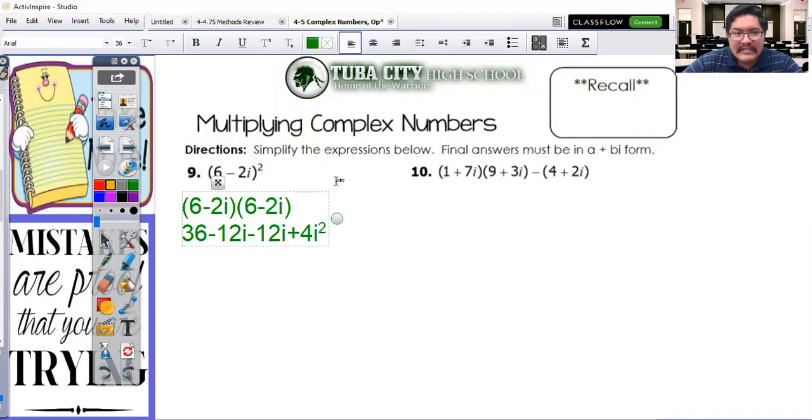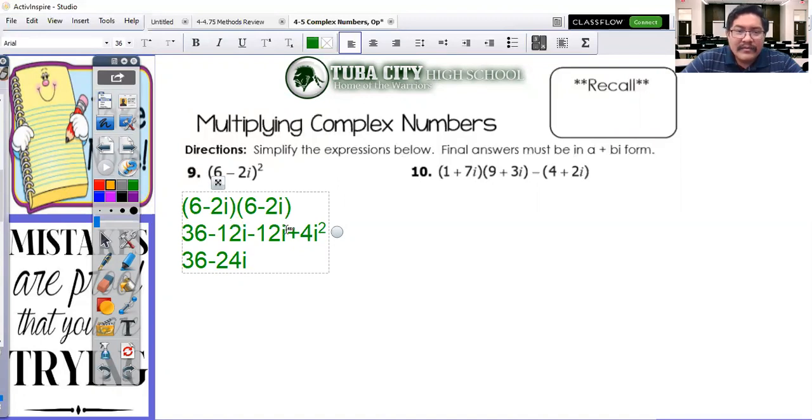There is kind of a shortcut way of doing this, but just writing the whole thing out and using regular FOIL is probably going to be just as easy. You're not using a whole lot of extra time, and it's just easier to remember and easier to work with if you're used to that. All right, so let's go ahead and put these together. 12 and 12 would be 24, but they're both negative, so it's going to be negative 24i.